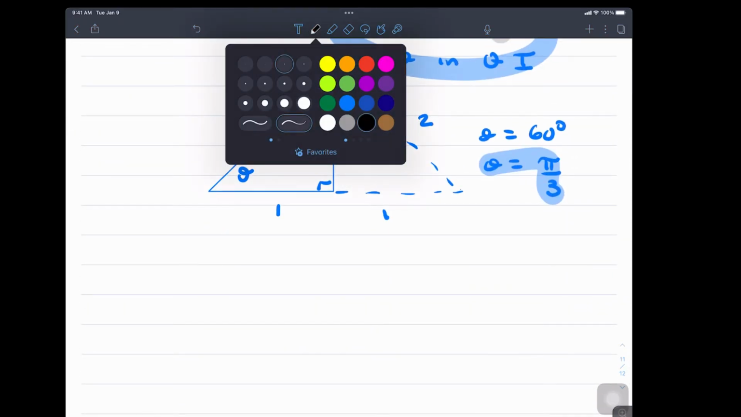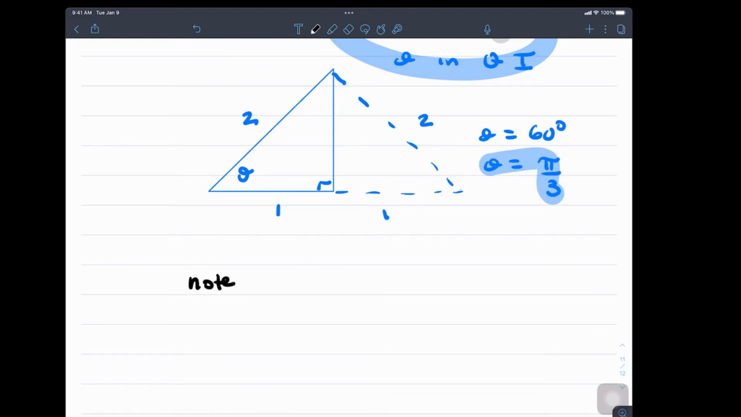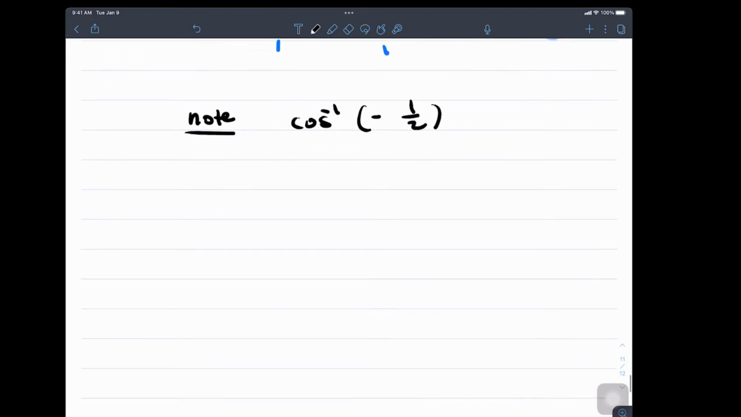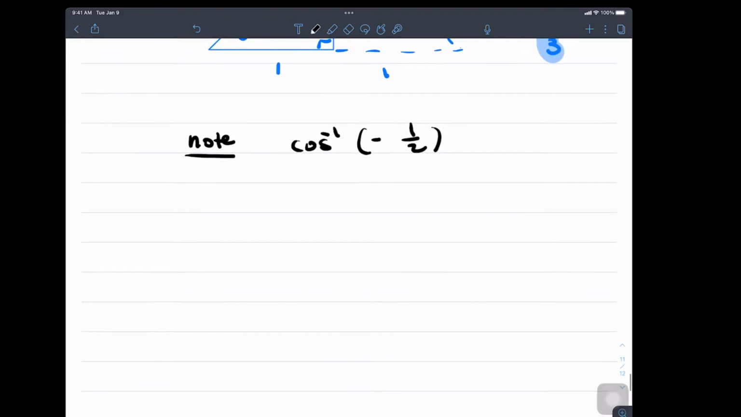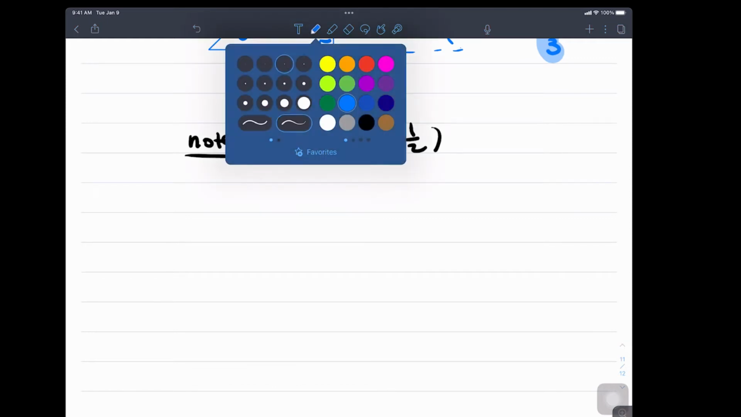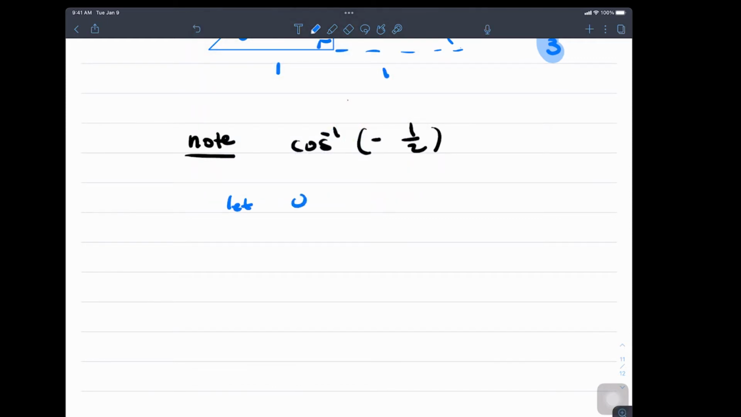So I'm going to give you guys another example. I want you guys to note this here. Here's a note. They can give you a very similar question to evaluate, right? Just to compare and contrast. So again, you always start by, this is kind of what I do, using the definition. Let theta be inverse cosine of negative 1/2. And then by definition, you have cosine theta being negative 1/2.